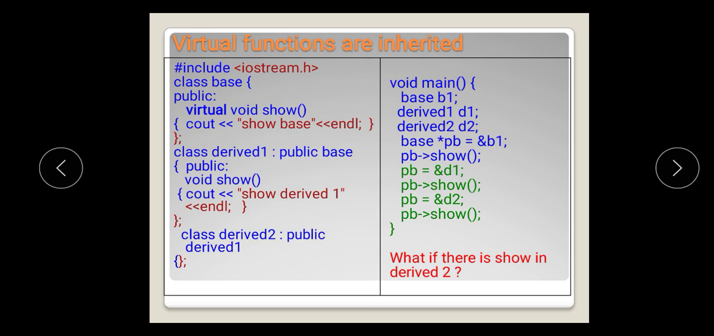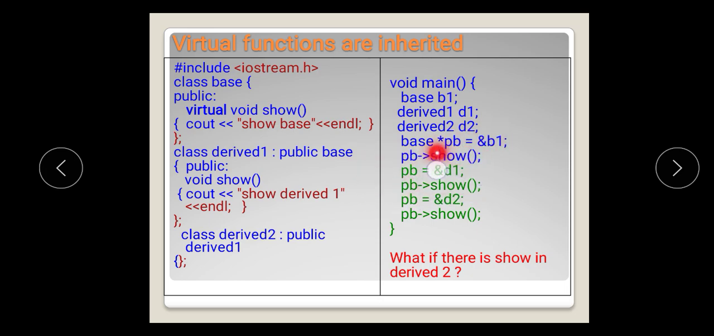Inside main we are creating objects of the base class, the derived class, as well as the derived 2 class, and here we are creating the pointer of the base class, to which we will pass the references of the different classes. If it is the reference of the base class, then it will execute the function of the base class.